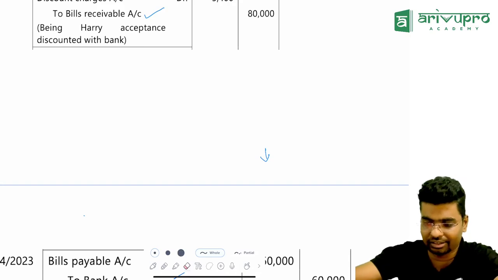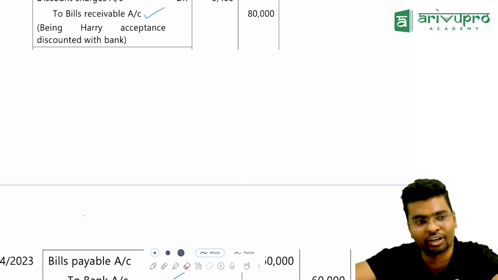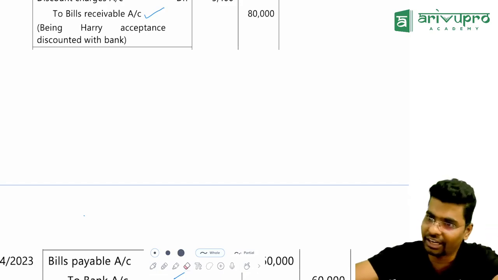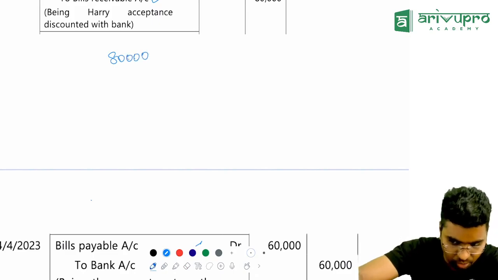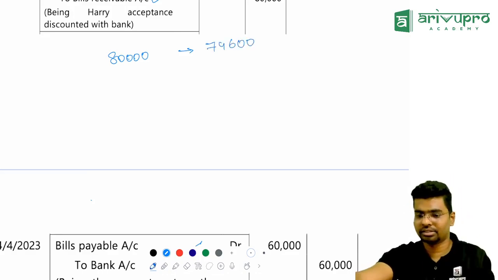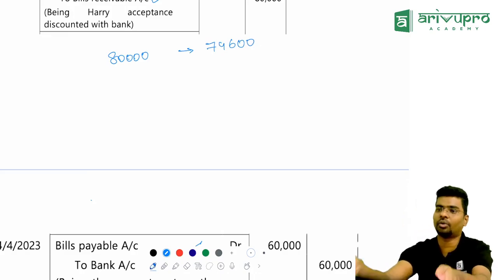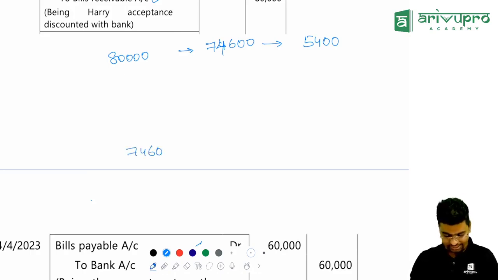First thing, can I say Harry has to still pay 45,000 to Sejal? Yes or no? Are you clear on that one? The bill of 80,000, they discounted it and got 74,600. An 80,000 rupee bill, they discounted and got what? 74,600. That means the discount amount is 5,000. Understood? They are saying that from this 74,600, I will pay off the bill 1.